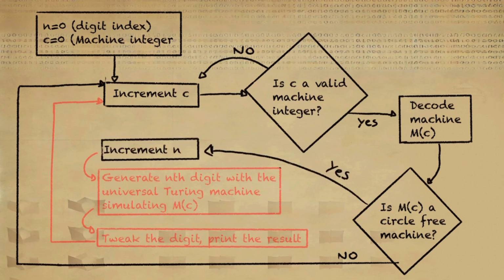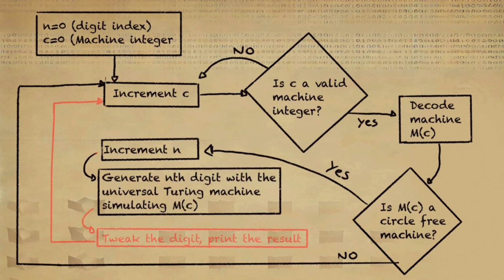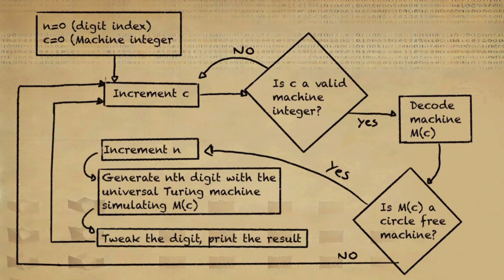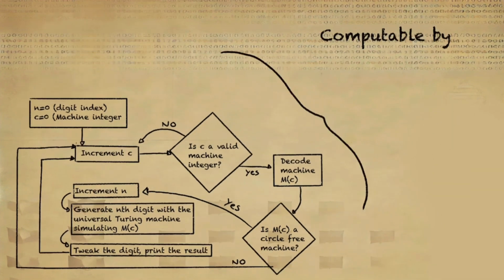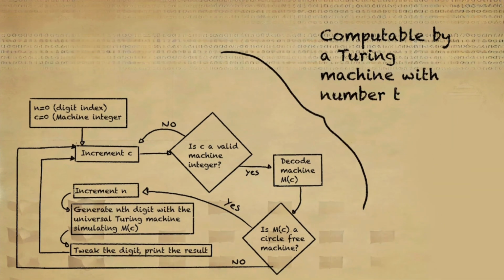If it is circle-free, that means it will not go in a loop forever. Increment n. So that means that we are at the nth machine. Now generate the nth digit with a universal Turing machine simulating MC. Tweak the digit and print the result. This is an algorithm, so it should be able to be simulated by a universal Turing machine with number t, and it's essentially a diagonalization argument on all computable numbers.